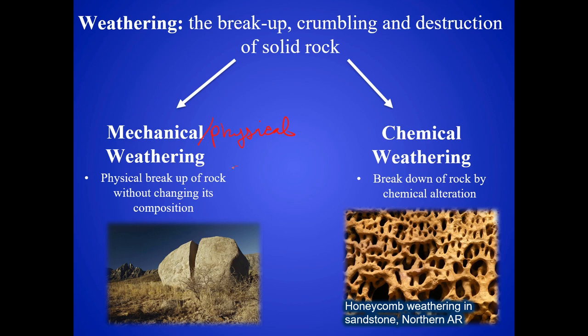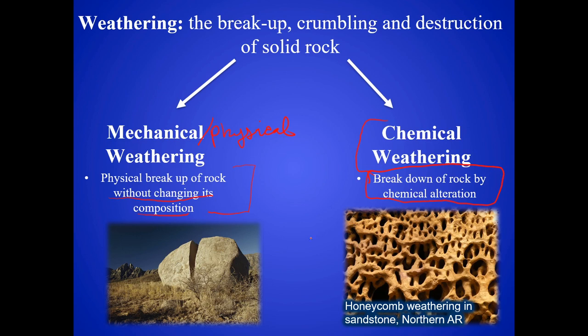Mechanical weathering is just anything that breaks up the rock without changing its chemical composition, okay? So if you were to take a hammer and just break a rock, that would be mechanical weathering. On the other hand, if you were to take some acid or something and throw it on a rock and let it sizzle and break down the rock chemically, that would be chemical weathering. Okay, so that's the breakdown of rock by chemical alteration. So chemical weathering changes the chemistry of the rock. It changes the elements and molecules that are in the rock.